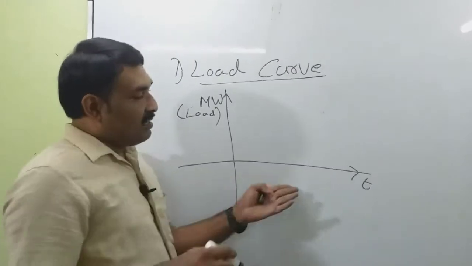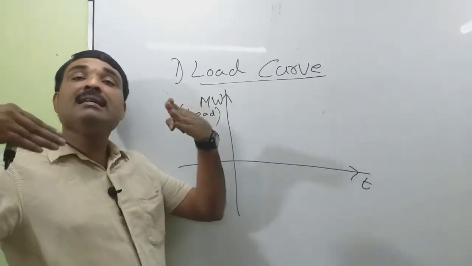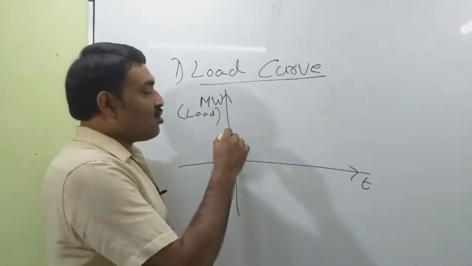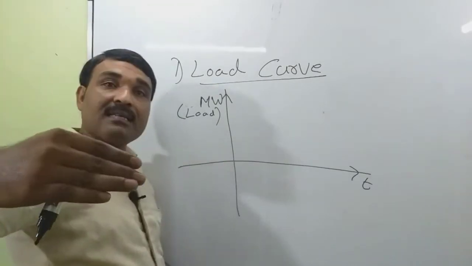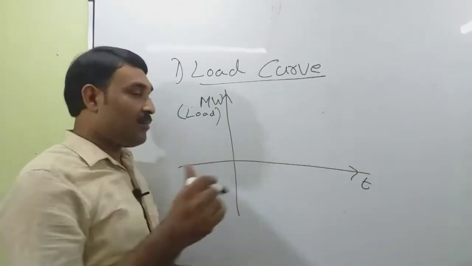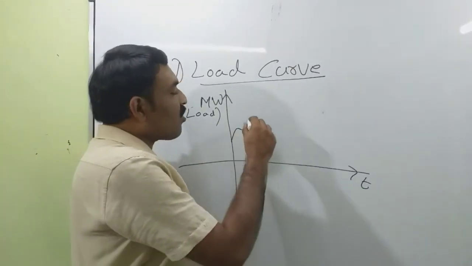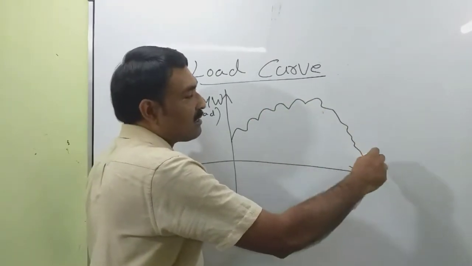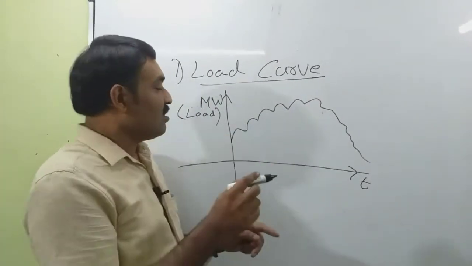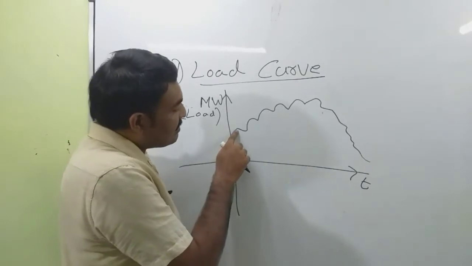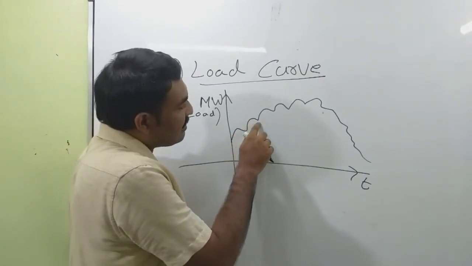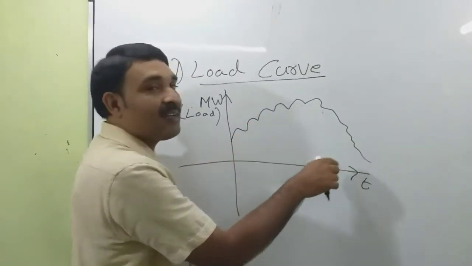So with reference to time, the load demand always varies. It may increase, it may decrease and may reach the maximum, etc. I am randomly drawing a load curve like this. Suppose this is for per day. So what happens? Here load is increased, then decreases, again increases, decreases. So it will increase and decrease in this fashion.